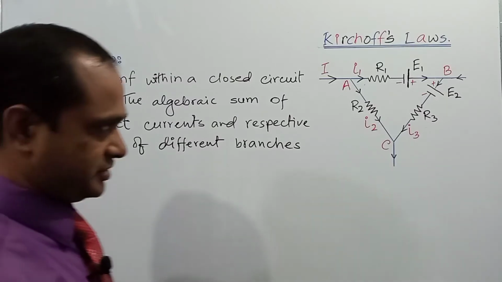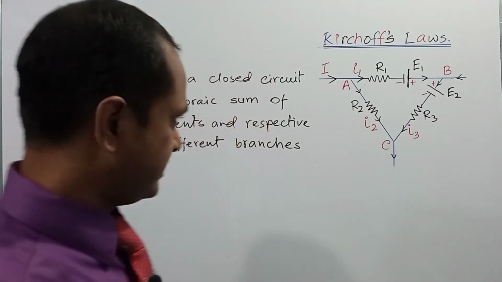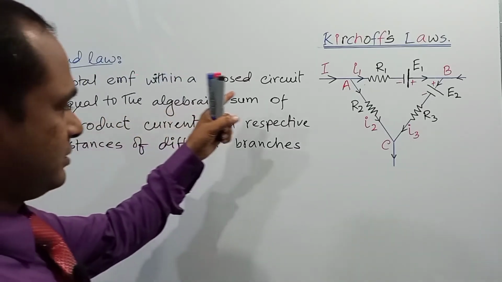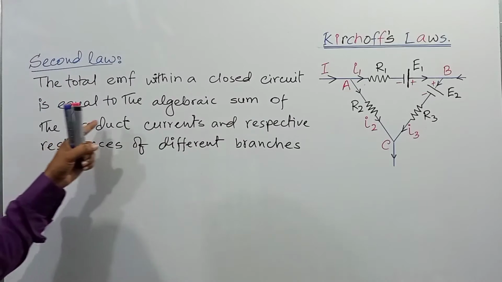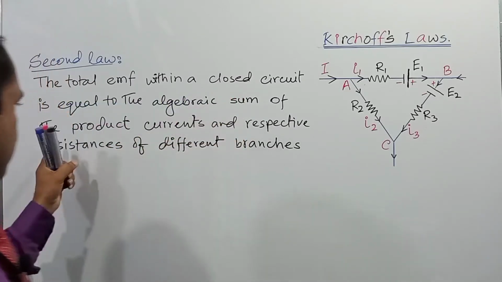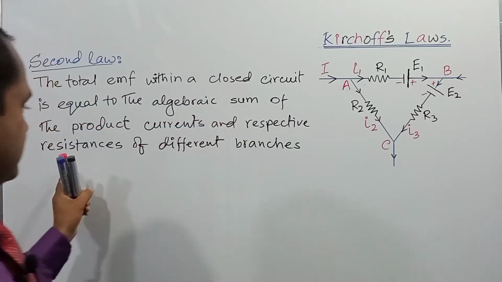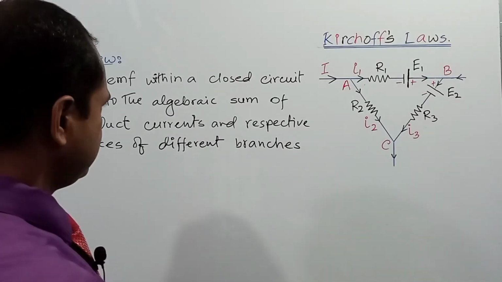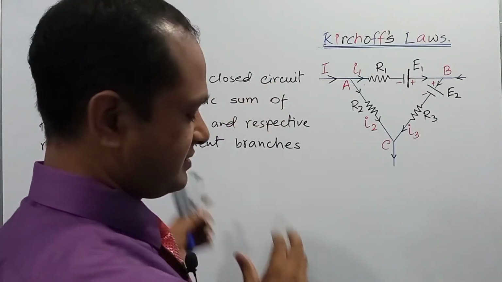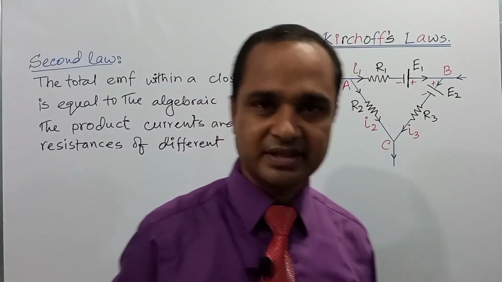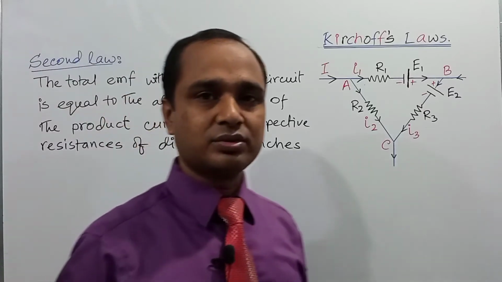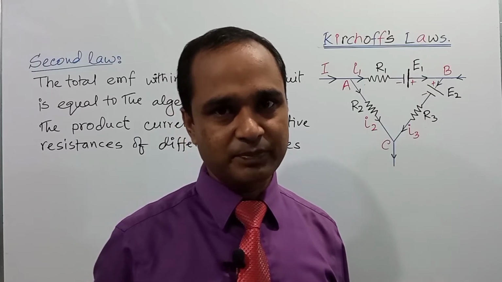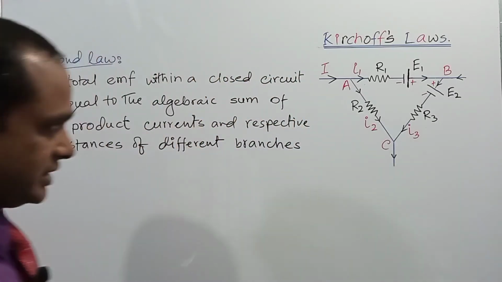It's very important and realistic, and the statement says that the total EMF within a closed circuit is equal to the algebraic sum of the product of current and respective resistance of the different branches. So, dear student, it is based on a closed circuit. That's why this second law is also known as the loop law, that is Kirchhoff's loop law. Okay, so you need to keep it in your mind.